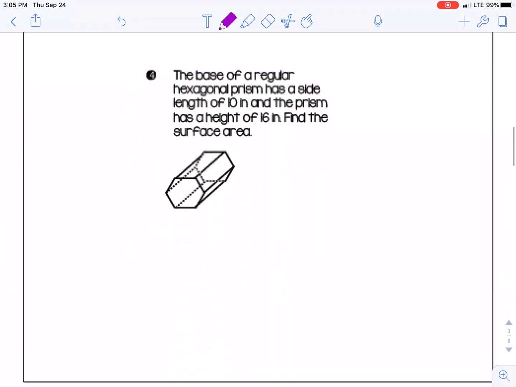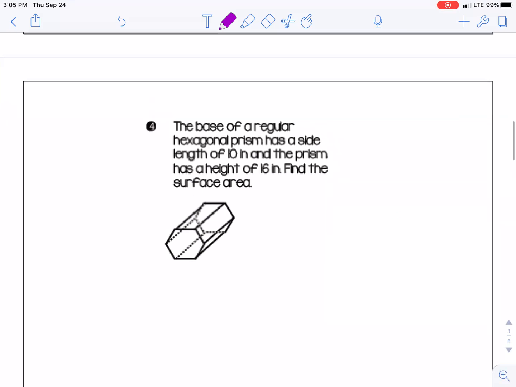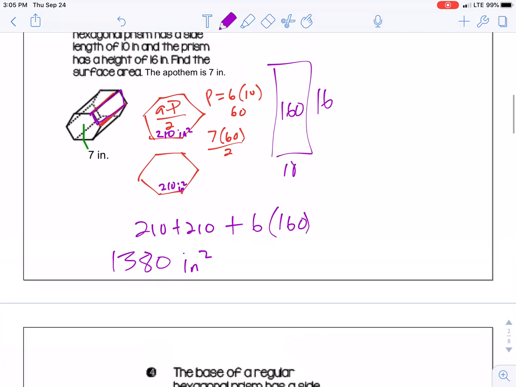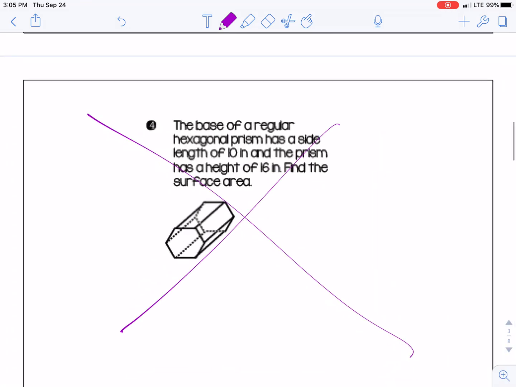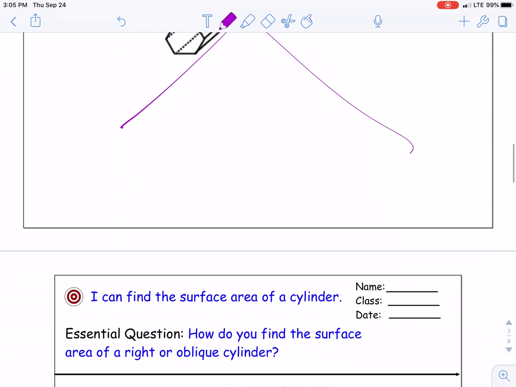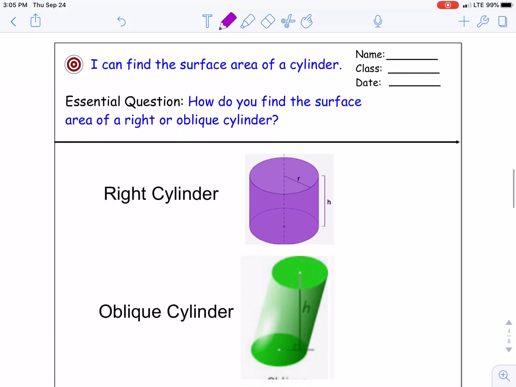All right. The base of a regular hexagon has a length of 10 and the prism has a height of 16. Find the surface area. That appears to be the same exact question, so we will not worry about that. You can make up your own problem, put in your own apothem and knock your socks off. Enjoy that. All right. So here's the second part today.